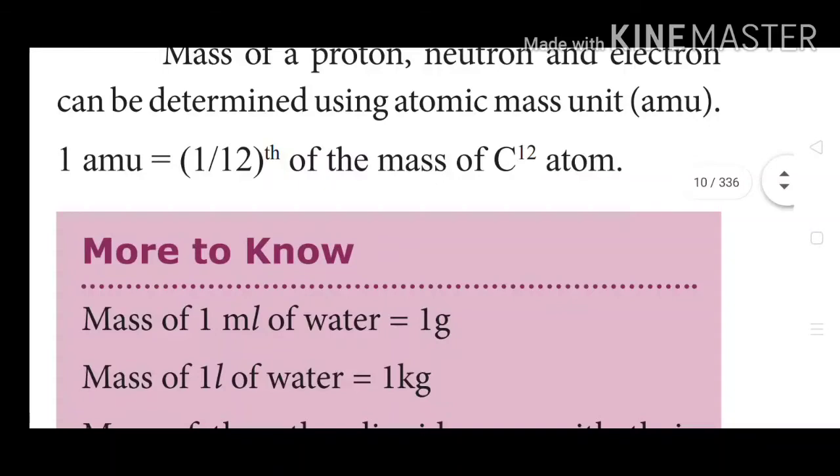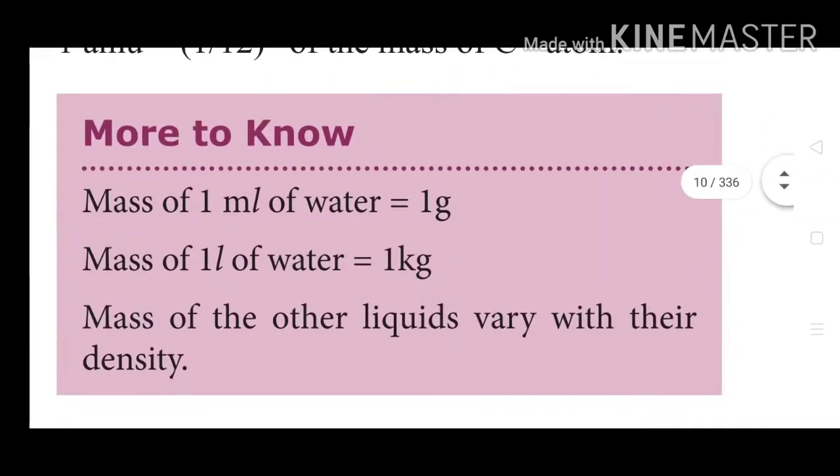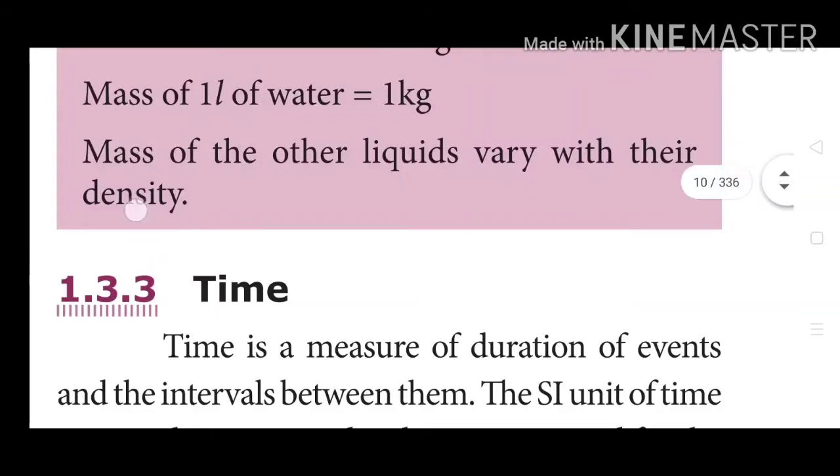Now move on. More to know, that is, the mass of 1 milliliter of water is equal to 1 gram. The mass of 1 liter of water is equal to 1 kilogram. The mass of other liquids varies with their density.